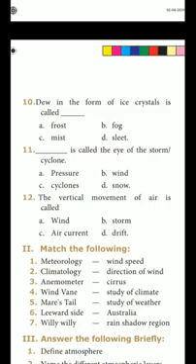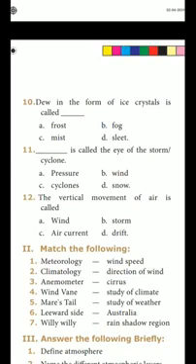Mare's tail, that is the cirrus. Cirrus cloud is also called that. Leeward side, rain shadow region. In that portion, less rain will be there. Willy Willy, Australia. Okay.